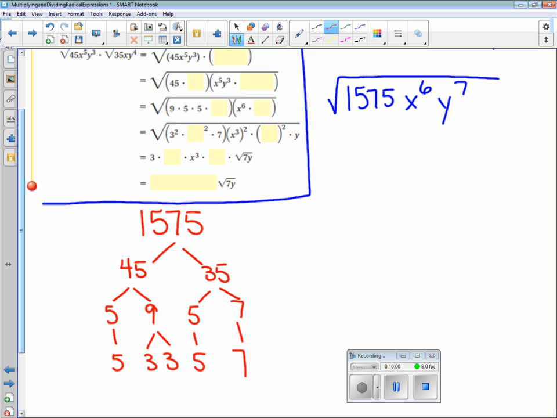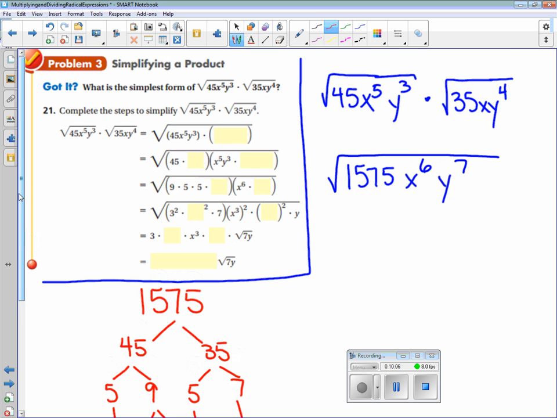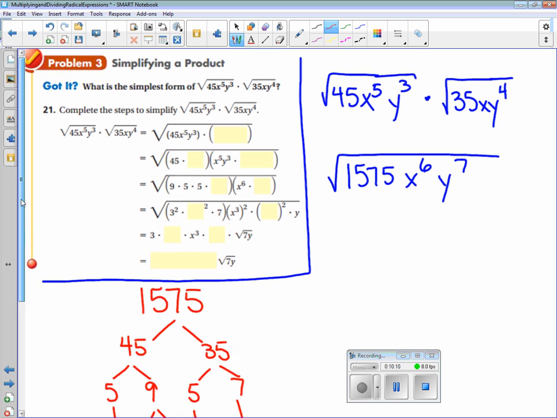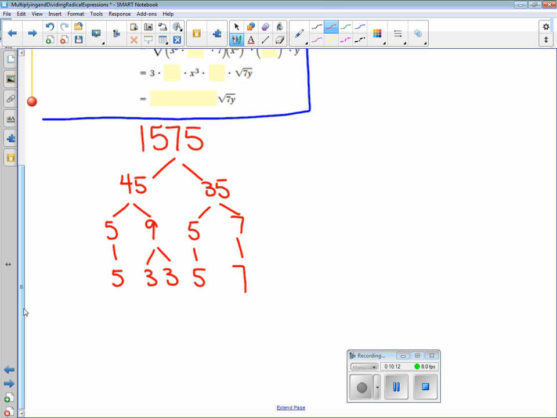Do I have any pairs? Because I'm looking for pairs this time. Well, because it started with 45 times 35, I knew I started there. I just used what was given to me. So what are my pairs? Let's circle a pair of 3s. And the 5s are not written next to each other, but aren't they a pair also? And then what's left is the 7.